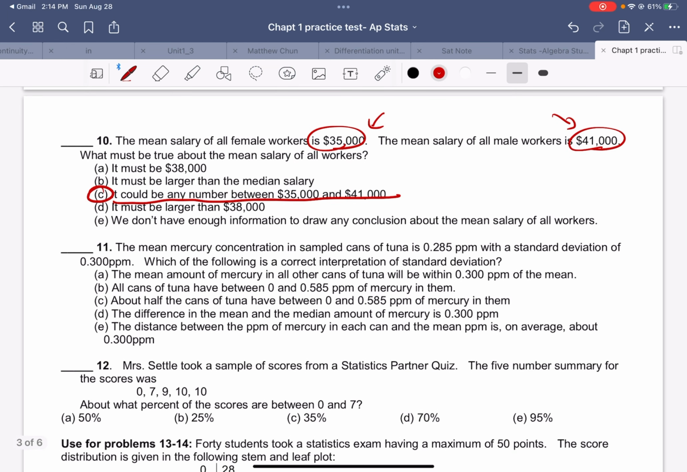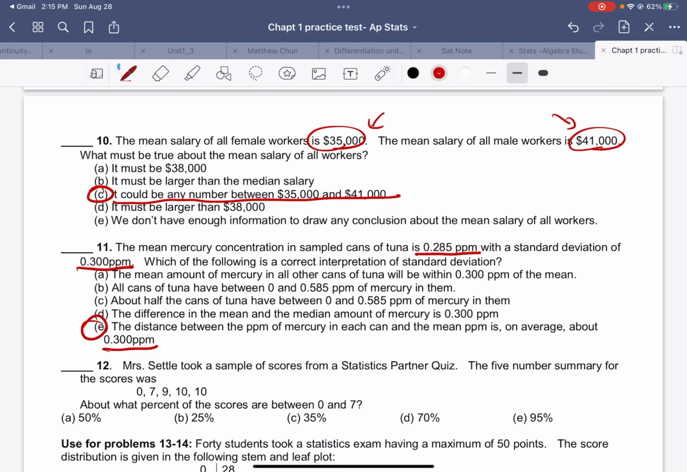Now 11, the mean mercury concentration in sample cans of tuna is 0.285 ppm, with a standard deviation of 0.300 ppm. Which of the following are correct interpretations of the standard deviation? So if you see, the best answer is E. The distance between ppm of mercury in each can and the mean ppm is about 0.3 ppm. That's what standard deviation is.